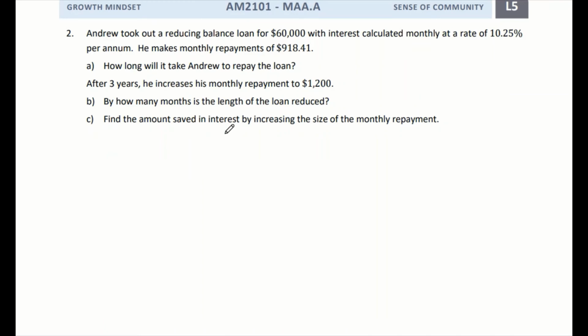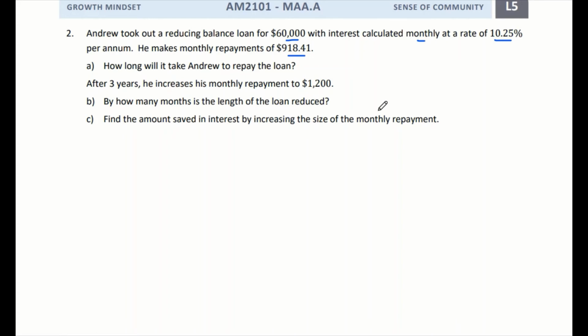Alright, number 2, Andrew took out a reducing balance loan for $60,000 with interest calculated monthly at a rate of 10.25% per annum. So remember, this must change to monthly rate. Then after that, he also makes monthly repayment of $918.41. So the question asks, how long will it take Andrew to repay the loan?